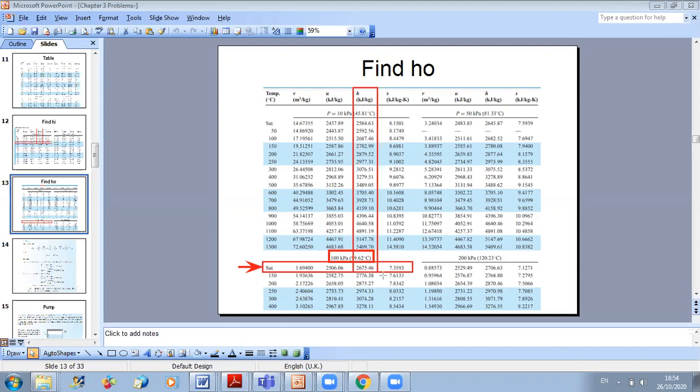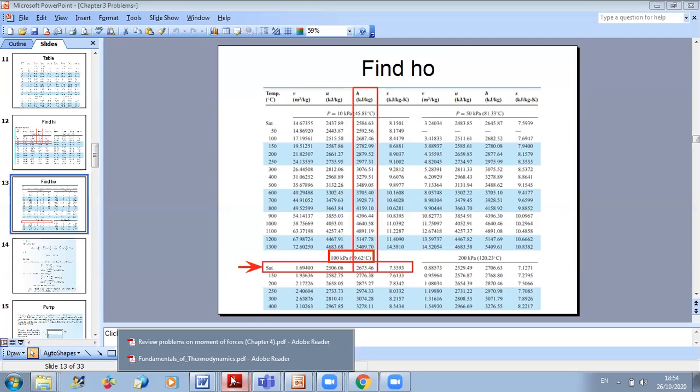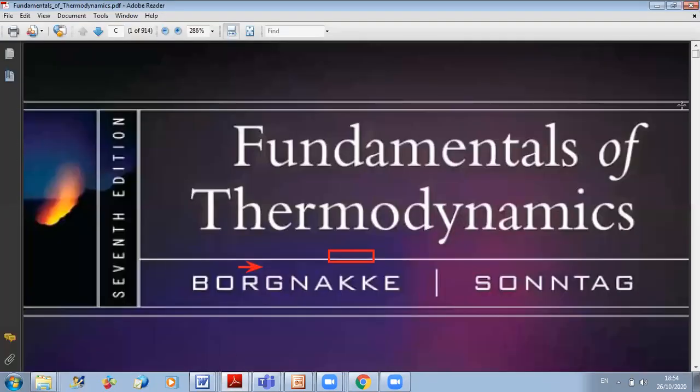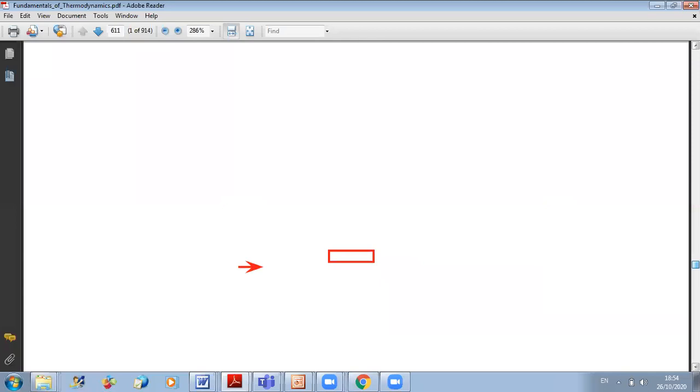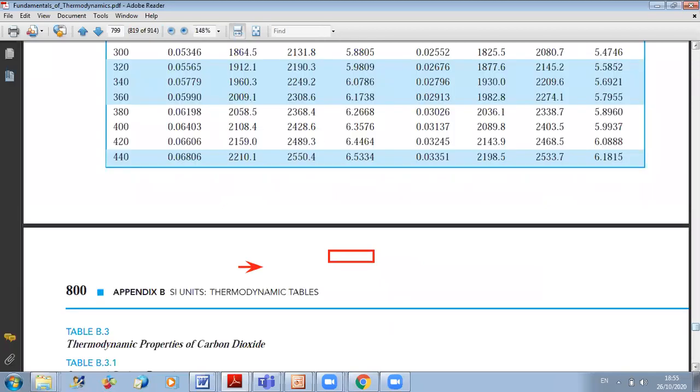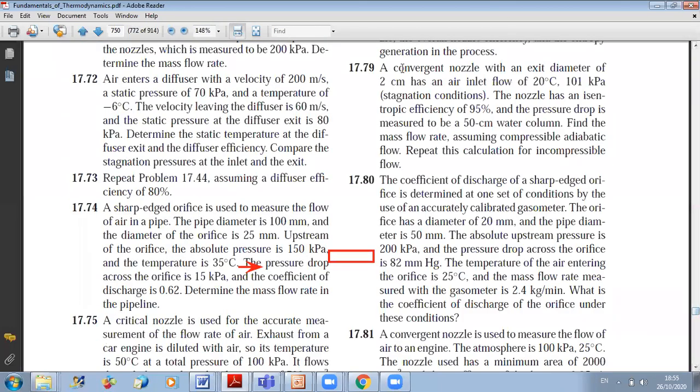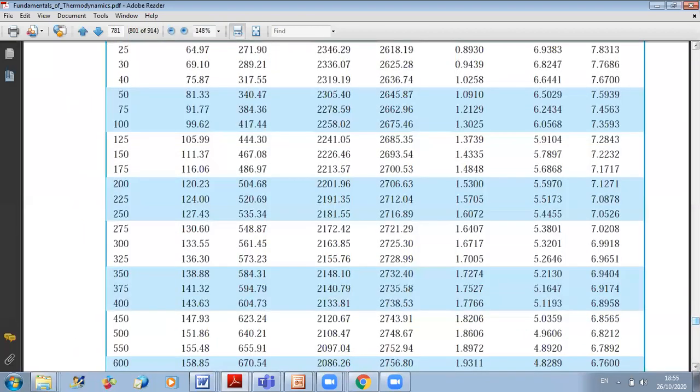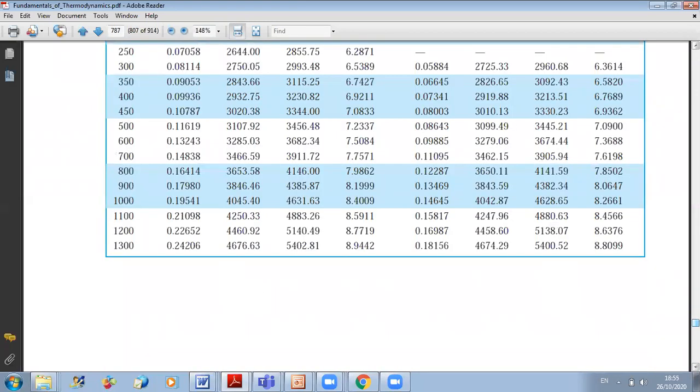How to find this value using not the superheated tables but the saturated tables. I will search with you to see the method. So let us go to the tables. Anyway, I will post a link of this book for you. This book is on fundamentals of thermodynamics. You can find all tables at the end of the book. I will post a link for you so that you can download the book and use the tables, because you should have these tables. So let us see together how to find this another way.